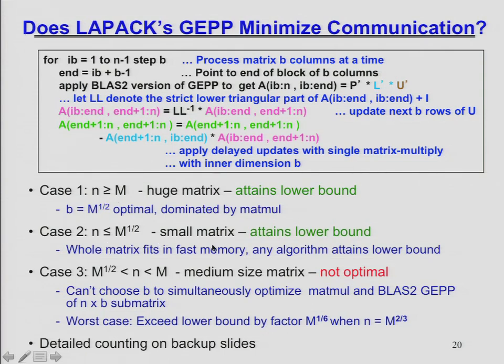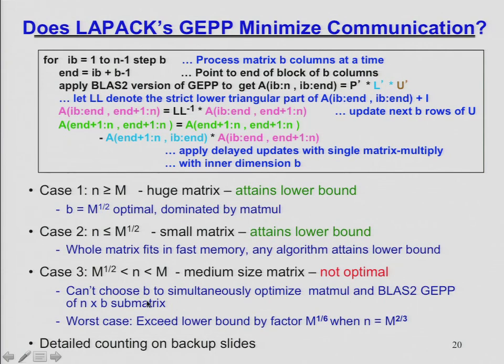The second case is when the matrix is so small the whole matrix fits in cache. In that case, it's sort of trivial. You just bring the whole matrix into cache, do whatever you like, and put the answer out again. That trivially hits the lower bound. But in the middle, which is where most matrices are, where it's too big to fit in cache but one column fits in cache, it does not hit the lower bound.